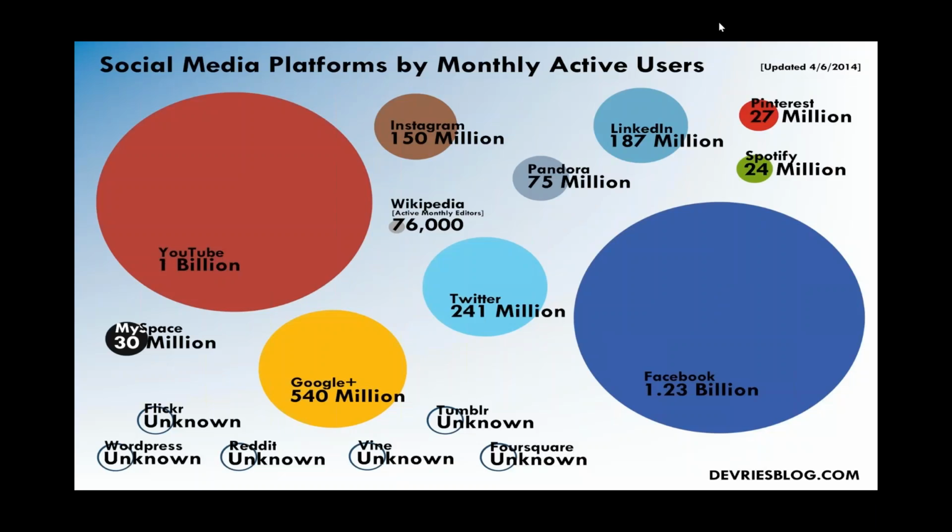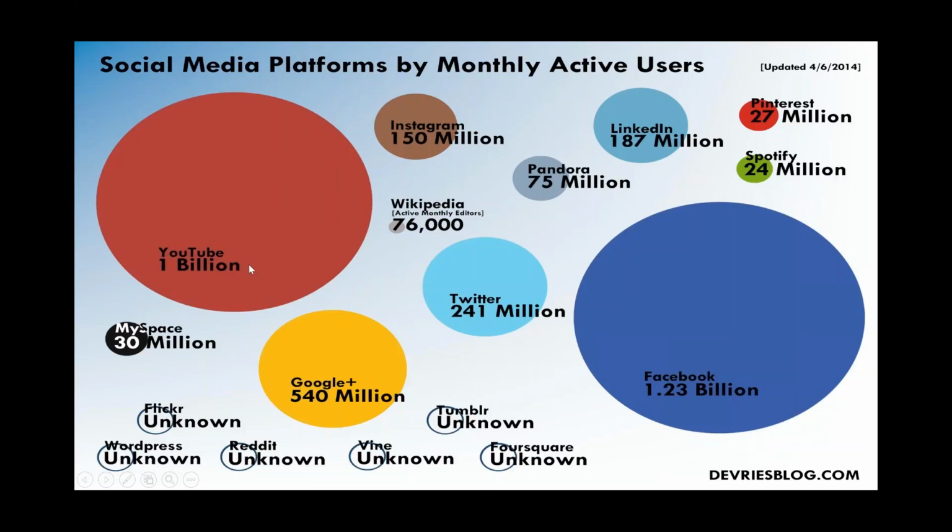And let's take a look at where the users are. Of course, you have your big ones out here. I'm going to go to Facebook first, even though they're number 2. Facebook, of course, with 1.23 billion users on there, right? So this is where the majority of everybody is.